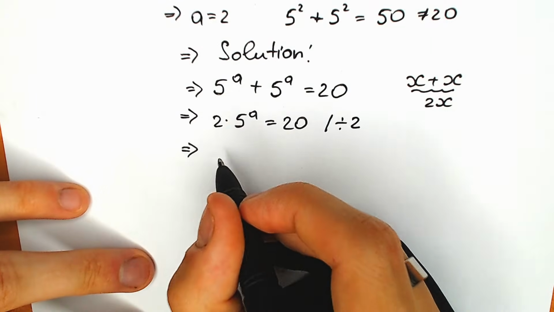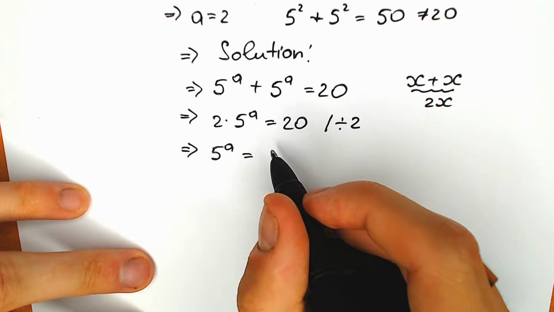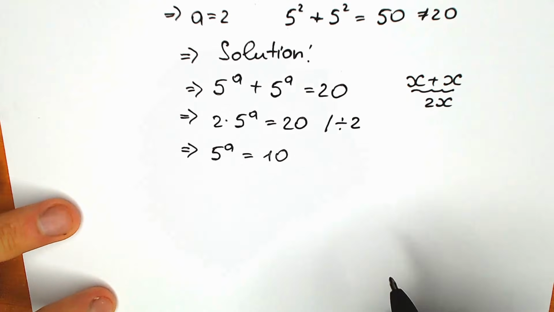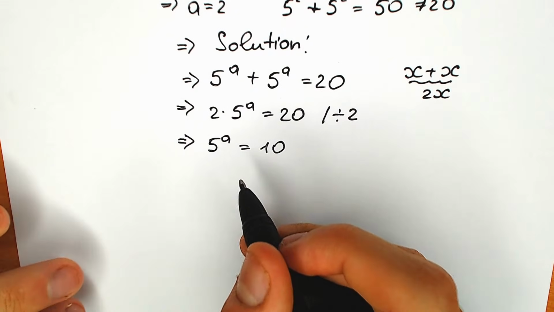From here, what do we have? On the left side, we have 5 to the power a. On the right side, 20 divided by 2, we have 10. How can we solve the equation 5 to the power a equal to 10?